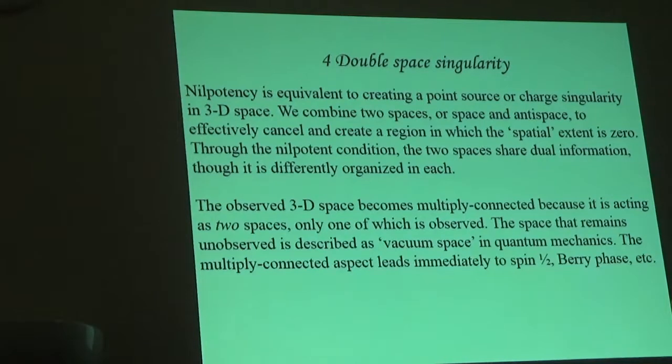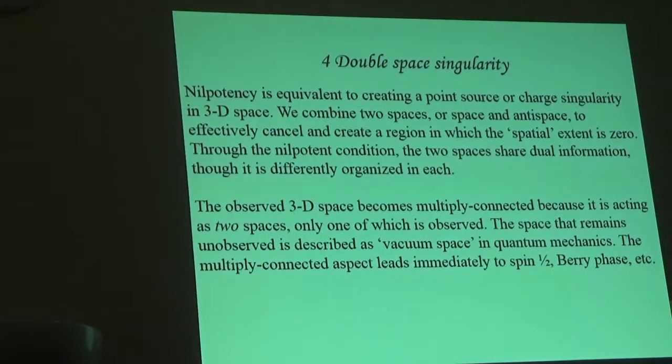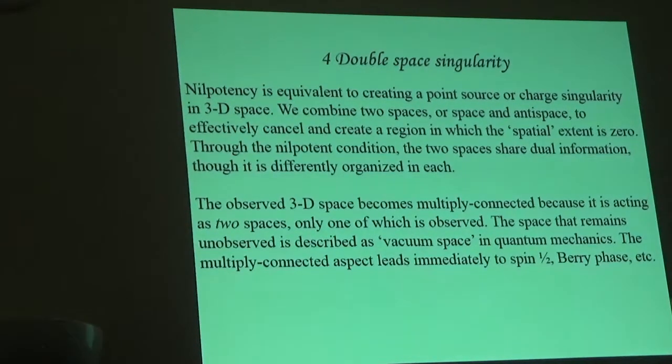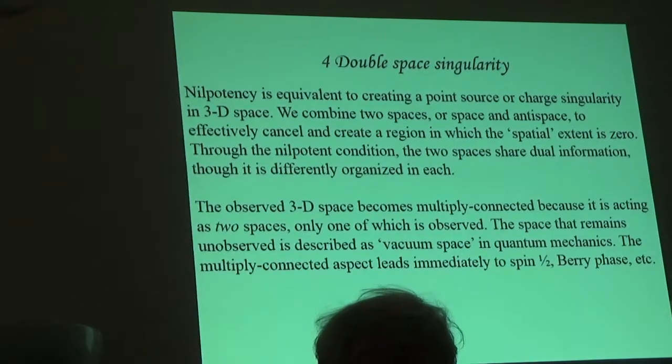There's no such thing as a point in ordinary space, because ordinary space cannot be pinned down to a point. It has rotation and translation symmetry. We can't pin it down. But we get a point in this crossover space, where one space cancels another. And I say the unobserved one that we never see is what we call vacuum space. Because it's multiply connected, it's a singularity, and then we get all this half stuff. All that half stuff comes from the topology of having a singularity there. So spin half, Berry phase, all those things come from that singularity that we created.